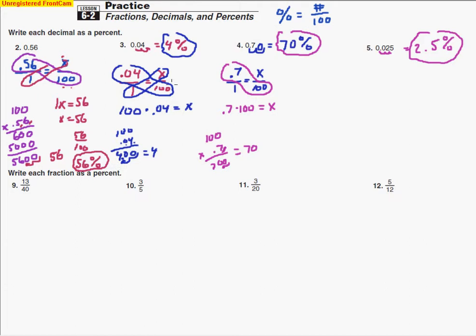The reason is because a percent is a number over 100. Set up a proportion, you're going to be multiplying 100 by the decimal. Well, that's changing a decimal to a percent. Let's take a look at the next one.